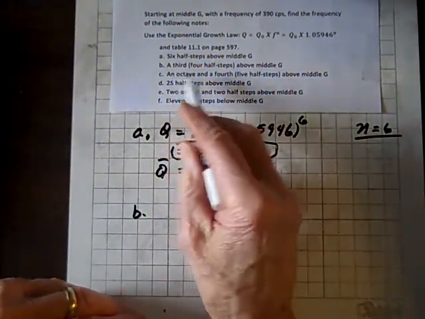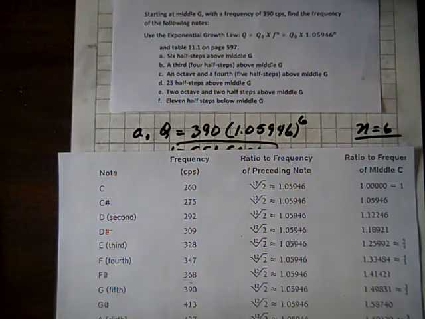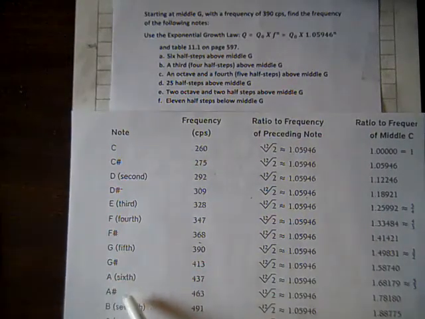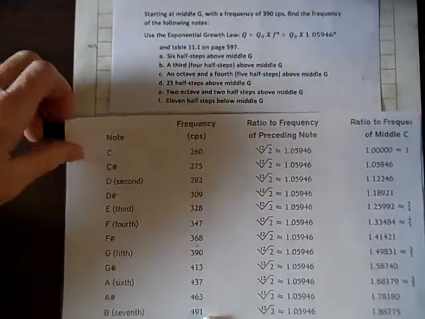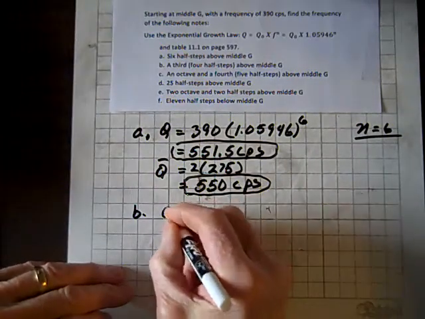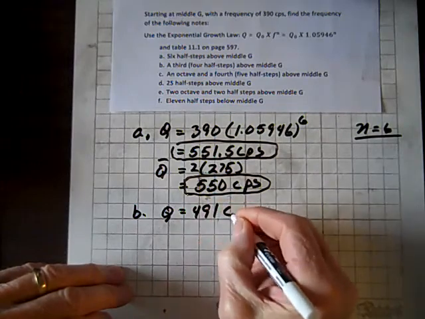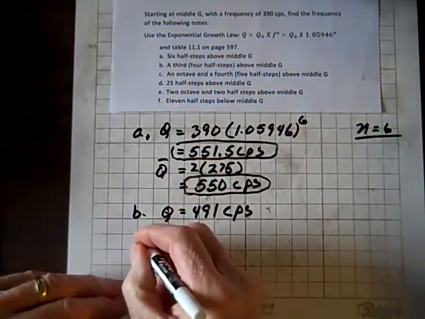Now let's do B. And it says 4 half steps above middle G. Well, 4 half steps is going to be, let's see, here's middle G, so 1, 2, 3, 4. We land on B, and the cycles per second are 491, so I'll just put Q equals 491 cycles per second. Isn't that easy? We just move up and down the table.